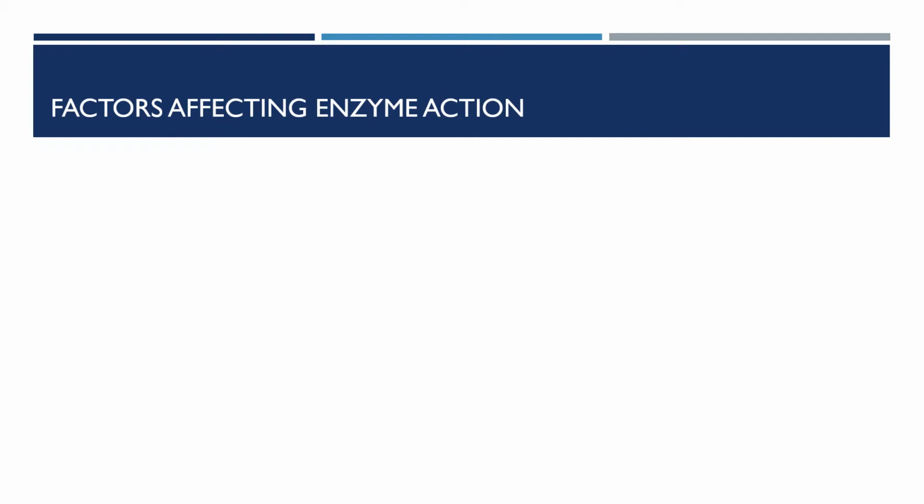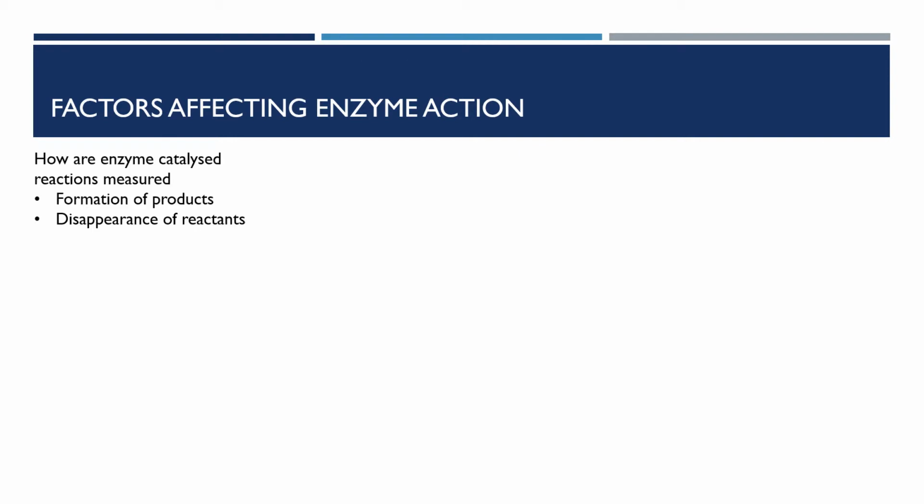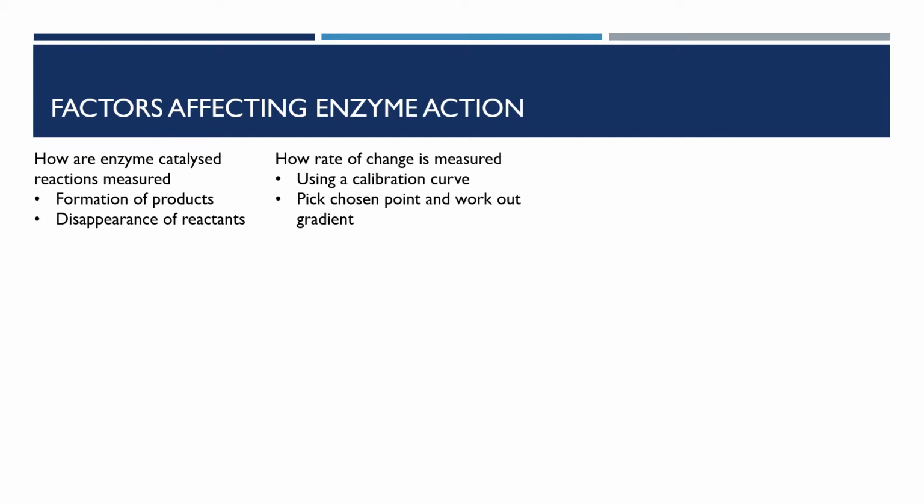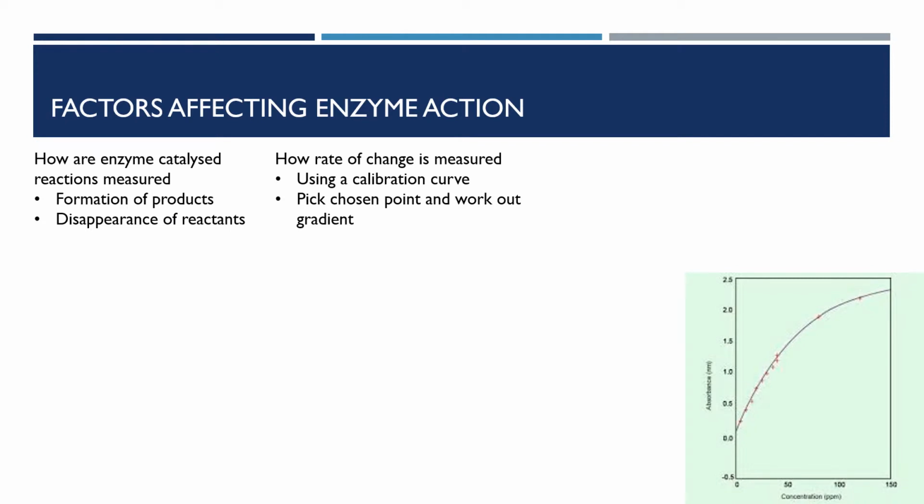Factors affecting enzyme action. How are enzyme catalyzed reactions measured? Well, you can either measure it by the formation of the products or the disappearance of the reactants. And how rate of change is measured is using a calibration curve, like is shown in the right-hand corner. You pick a chosen point and then you work out the gradient to find the rate of reaction. If it's a curve like this, then you might want to draw a tangent line.